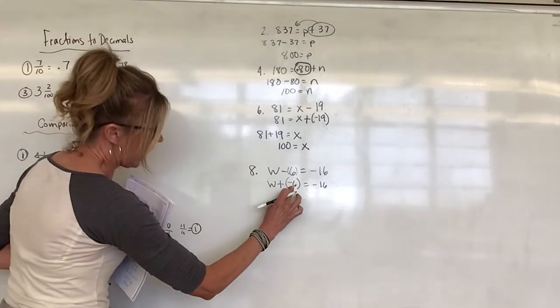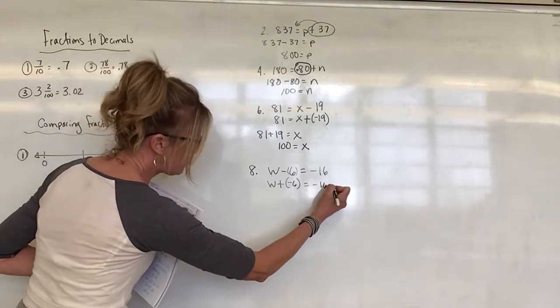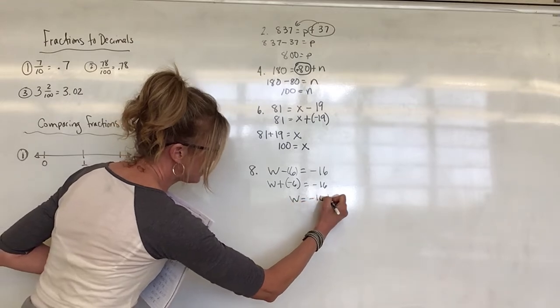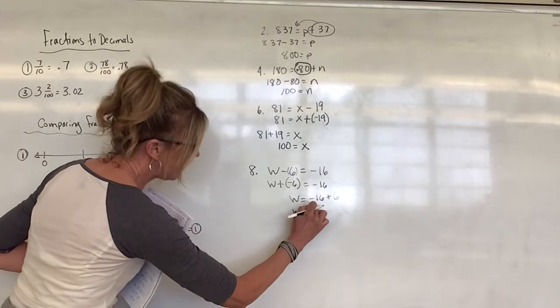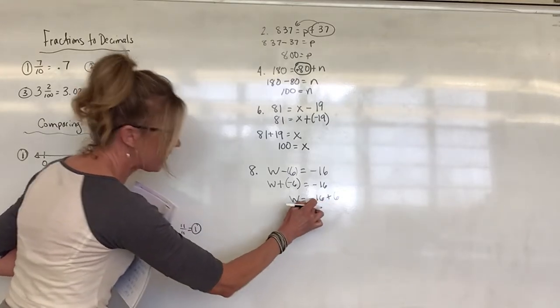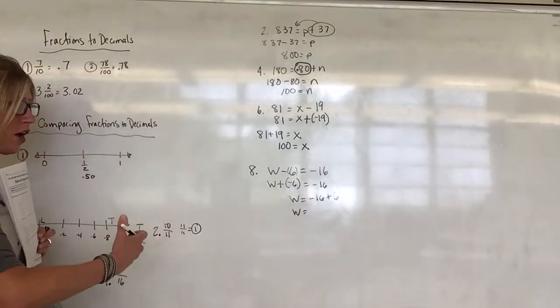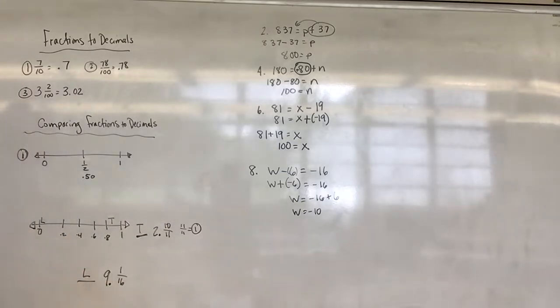I'm going to take this to this side, so this negative 6 becomes a positive 6. So W equals negative 16 plus 6. Now go back to our rules: negative, positive, subtract them. If I'm in debt $16, I add to it. I'm able to earn 6 positive dollars. Well, now I'm in debt $10, so I'm still in debt, so that'd be a negative 10.